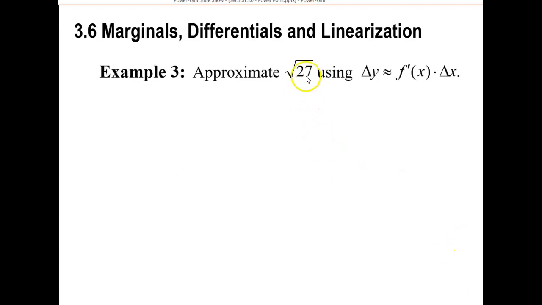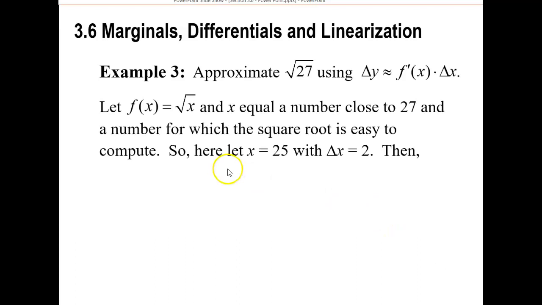All right, so we're going to approximate the square root of 27 using that definition. Okay, so I know your calculator just gives you an answer when you ask it to do this, but it's giving you a decimal, so that's an approximated value. All right, so one way to do this. Let f of x be the square root of x, because this is the square root function of some number. And x, we're going to pick a number close to 27, but we want a number that's easy to find the square root of. So we're going to pick 25.